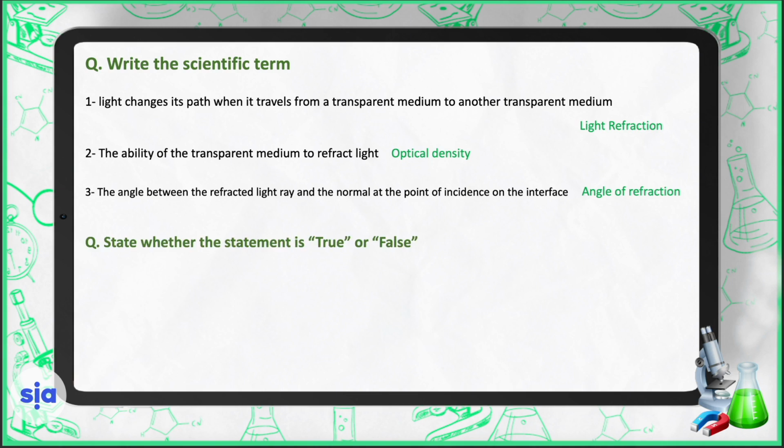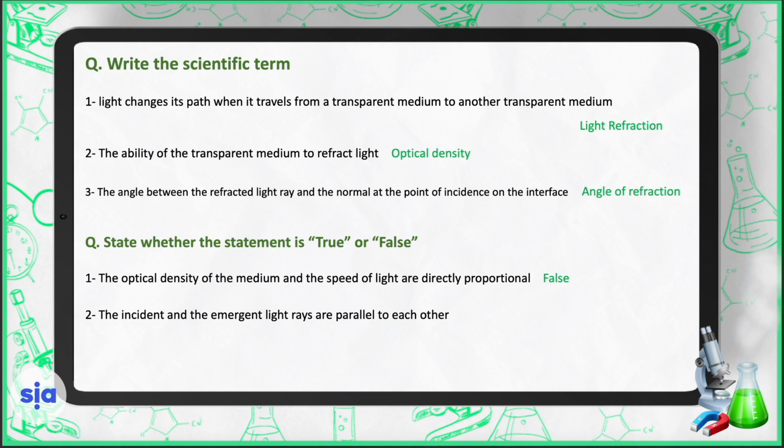State whether the statement is true or false. The optical density of the medium and the speed of light are directly proportional. False, they are inversely proportional. The incident and the emergent light rays are parallel to each other.